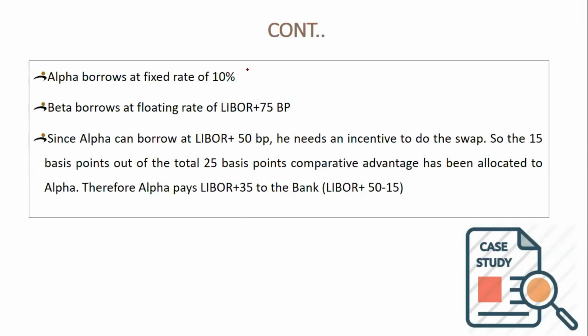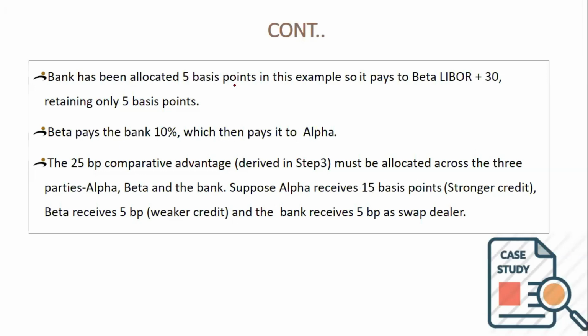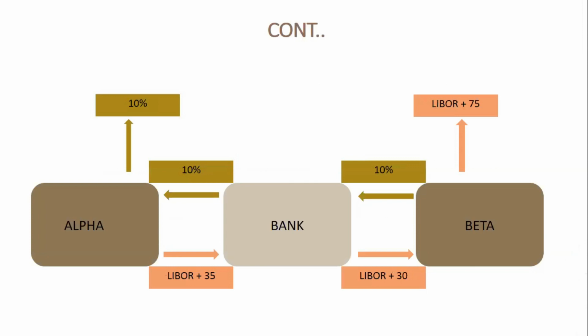So Alpha borrows at fixed, Beta borrows at floating, and then the bank will allocate this 25 basis point comparative advantage among the three parties. Okay, how is the bank going to do that? Let's directly look at the graph. Beta will pass on 10 percentage to the bank. The bank is going to pass on 10 percentage to Alpha. Alpha is going to pass on 10 percentage to their investors, right? So till now, Beta is paying 10, Alpha is paying 0.